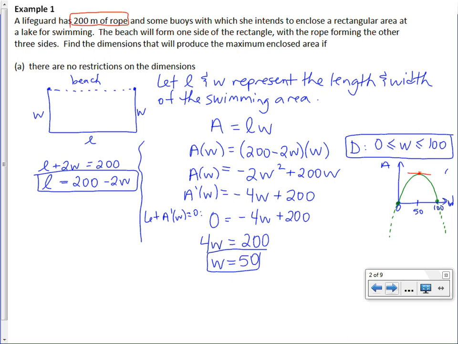Increase decrease chart, and then since your sign changes from positive to negative, therefore the max occurs. Or you could do the second derivative test. Take the derivative of A prime at W, plug in 50, see if you get a negative value. That would indicate concave down. So that's another way of doing it. So let's go with option 1. Let's go with the increasing decreasing chart.